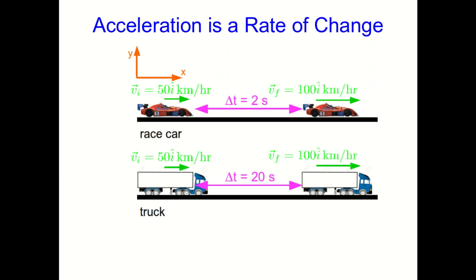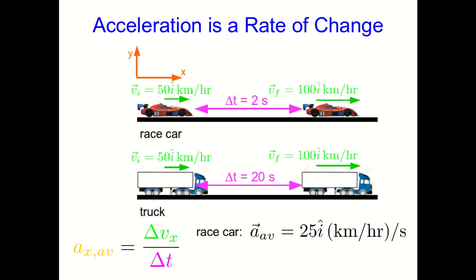So we can now talk about the accelerations. Both of them have changed velocity, and their changes in velocity are the same. Both have changed velocity by 50 kilometers per hour in the positive x direction. But the race car did it in far less time, and so we would say it has a higher rate of change of its velocity. So this is the average x component of the acceleration. We take the change in the x component of velocity divided by the time it took for that change. And so this is a rate of change.